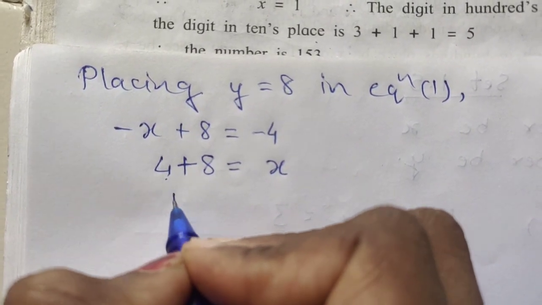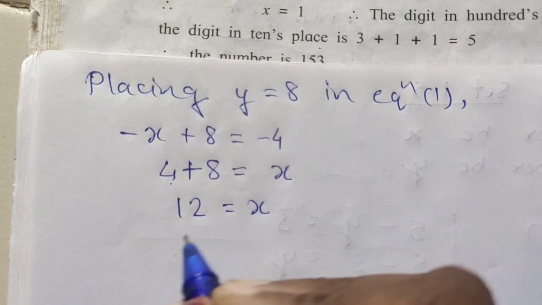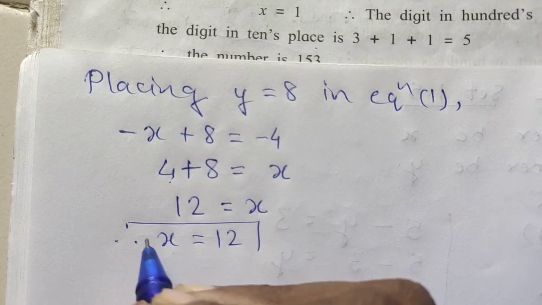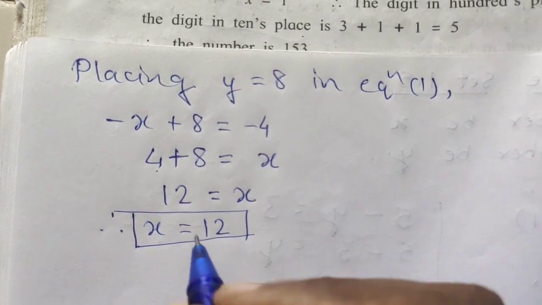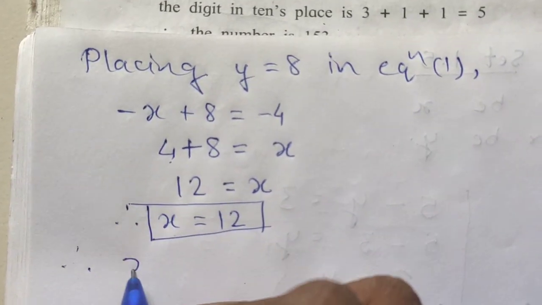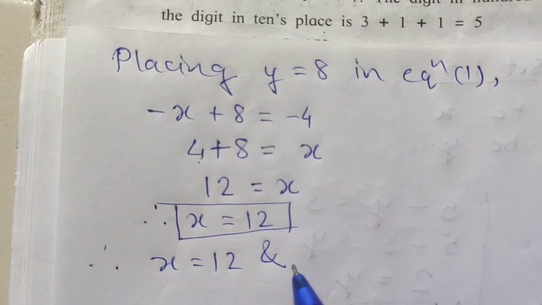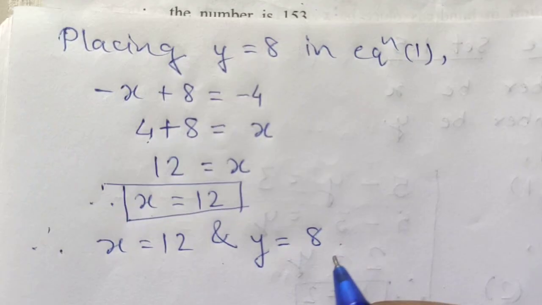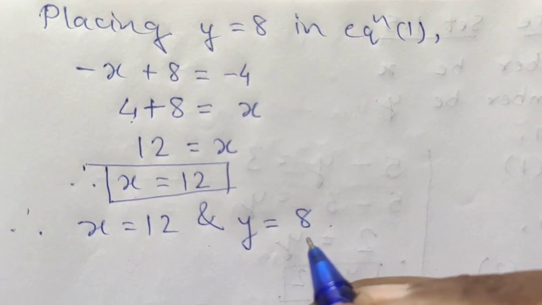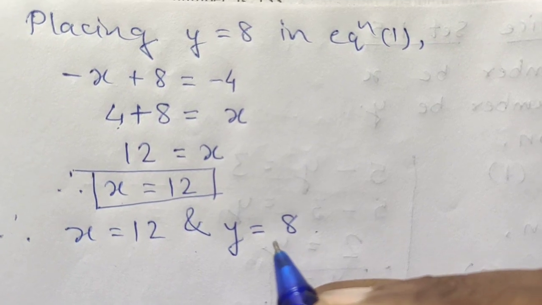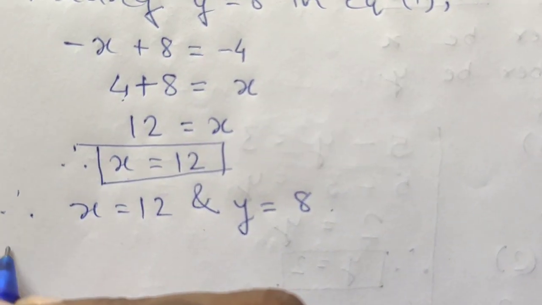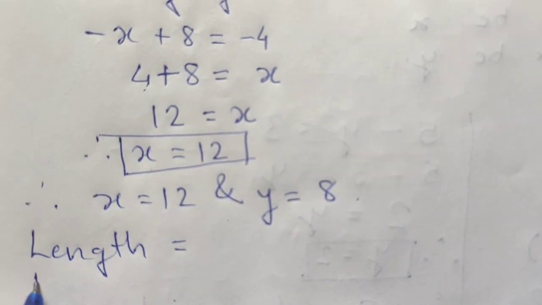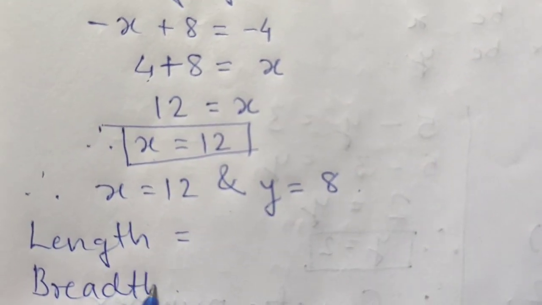Now what is the answer of this? 4 plus 8 gives you 12. So finally our answer is x is equal to 12, and already we got the value of y. So we got the value of x 12 and value of y 8. Now what I need to find out? I need to find out area and perimeter of this rectangle. So for that purpose I need length and also breadth. Okay, so let us find out the length and breadth.